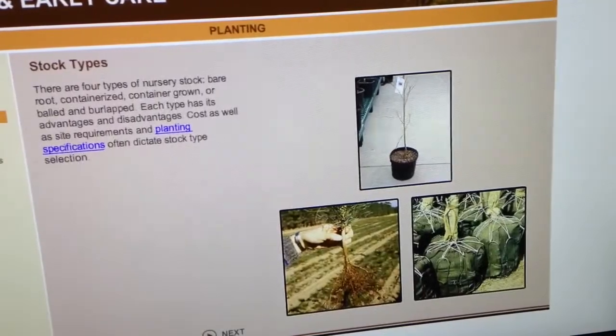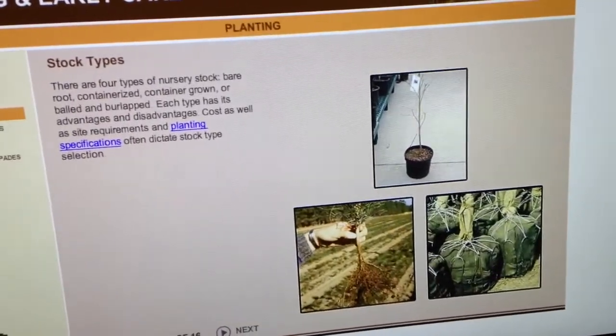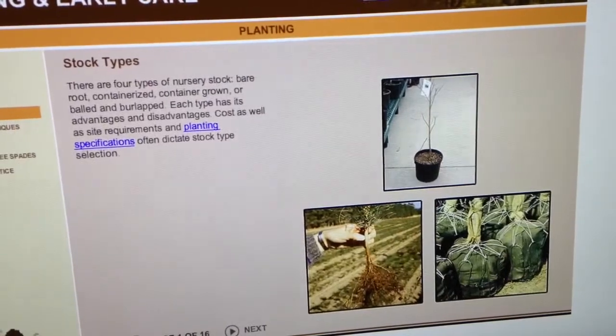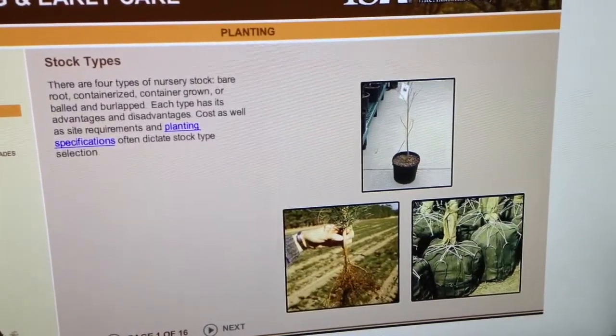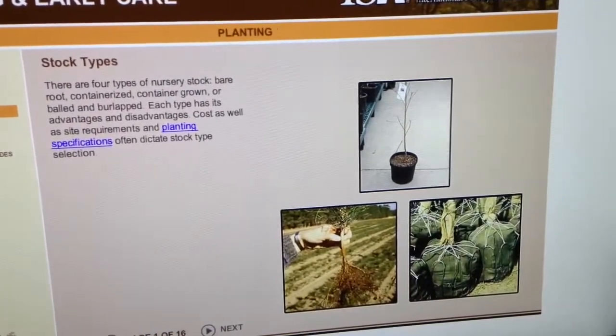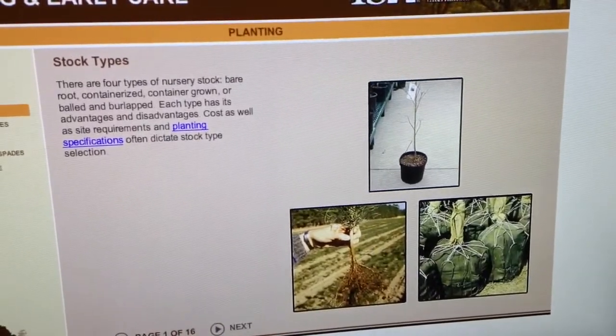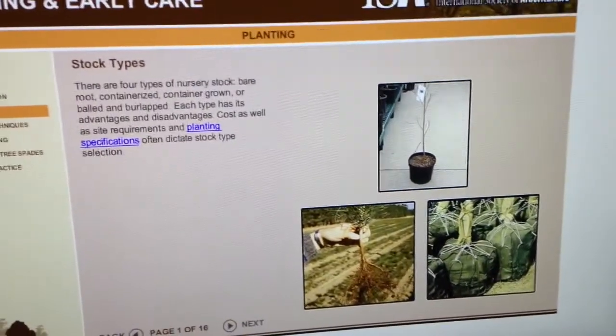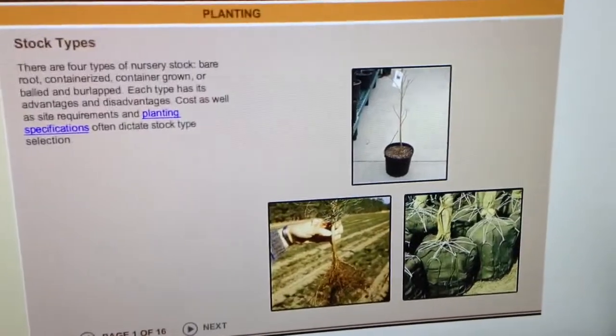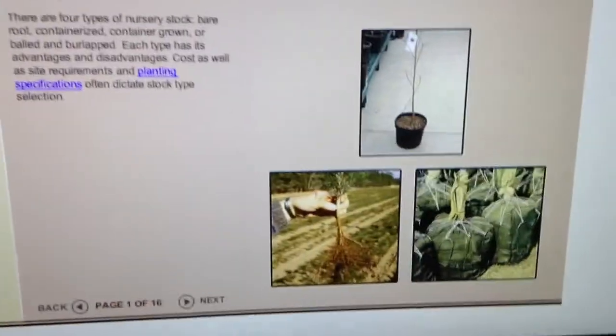There are 4 types of nursery stock: bare root, containerized, container-grown, or balled and burlapped. Each type has its advantages and disadvantages. Cost, as well as site requirements and planting specifications, often dictate stock type selection.